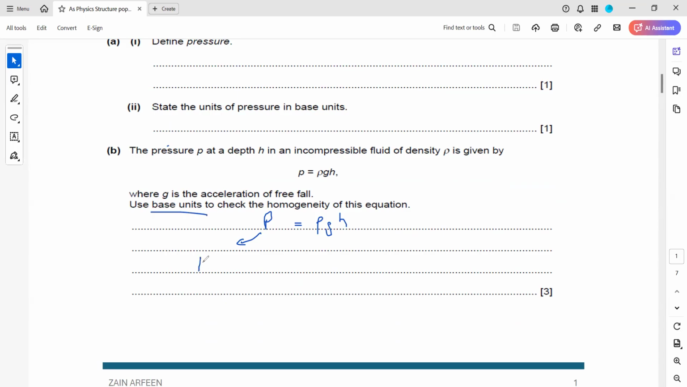In terms of the base unit, because see, Pascal is Newton per meter square, okay? And Newton itself is kilogram meter per second square, divided by meter square. When you simplify this, it will be kilogram meter raised to power -1 second raised to power -2. What about density? Density is kilogram per meter cube.